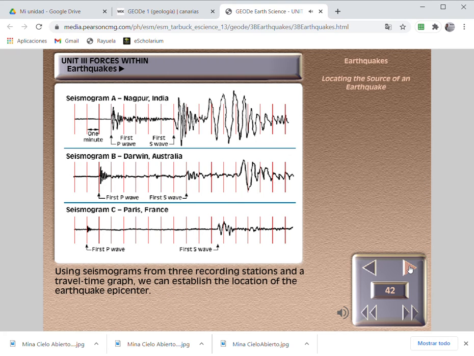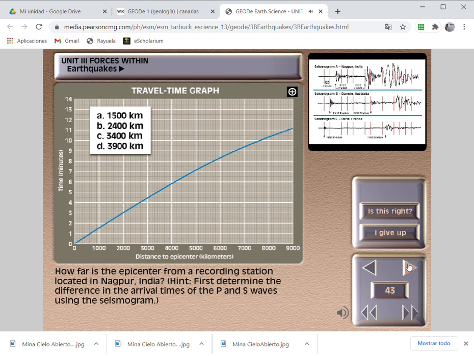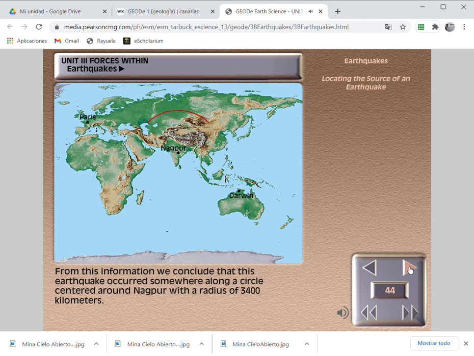Using seismograms from 3 recording stations and a travel time graph, we can establish the location of the earthquake epicenter. How far is the epicenter from a recording station located in Nagpur, India? From this information, we conclude that this earthquake occurred somewhere along a circle centered around Nagpur with a radius of 3,400 kilometers.